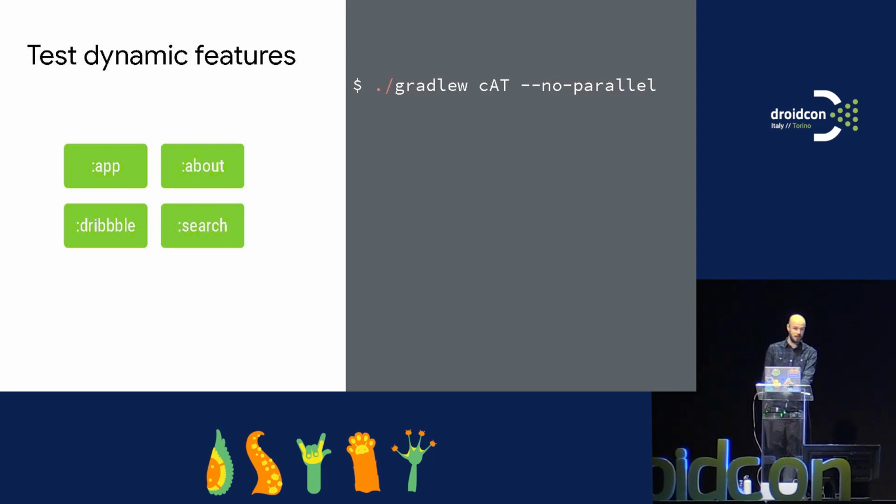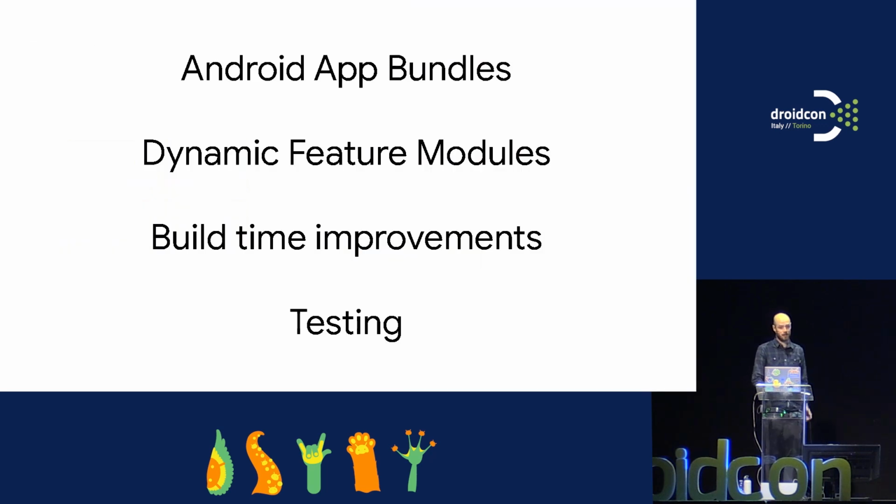So with that, we talked a little bit about Android app bundles and how you can use them by just using the bundle tool to drastically reduce your file size on device and over the wire. We touched on dynamic feature modules, which will be installed at install time. We also touched a bit on build time improvements and how you can use testing with the dynamic feature modules.